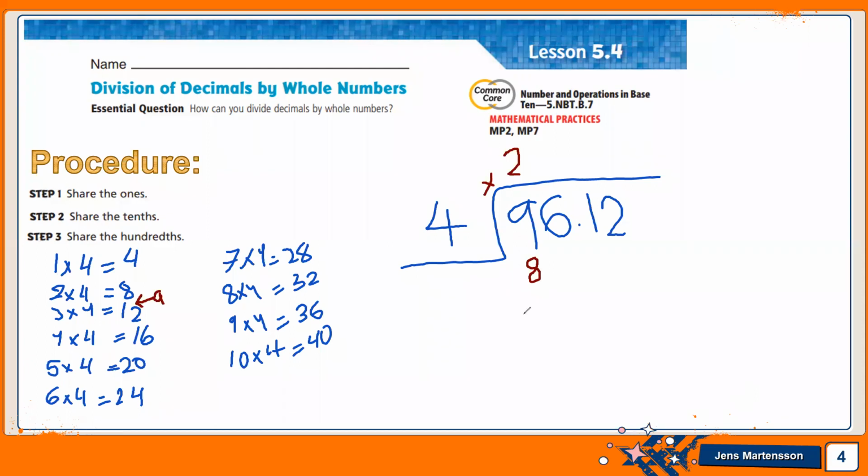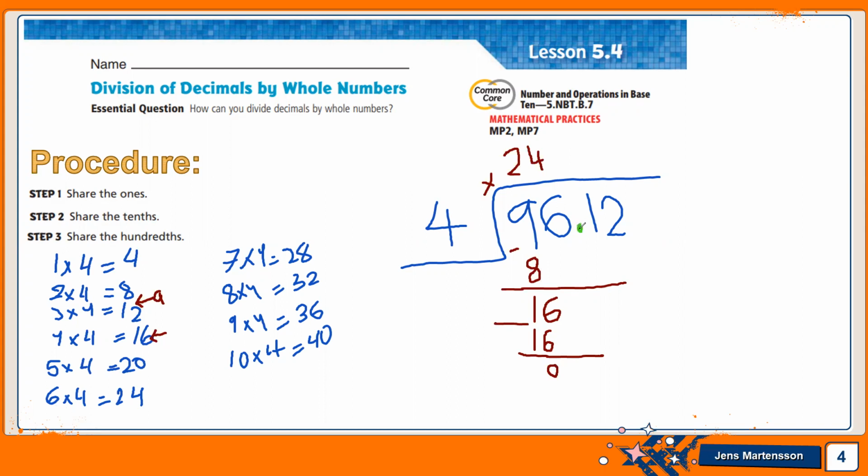8. Then what do you have to do next? You will subtract. 1. Then what do you have to do next? What's the number next here? 6. I will put it down. Now, is there any decimal point between 9 and 6? No, so I will not put anything. Now 16. What is the number that I multiply by 4 to get 16? It's 4. I will write up 4. Then 4 times 4 is 16. Now subtract, 0.